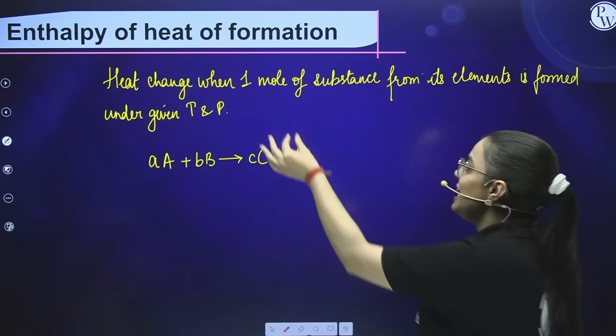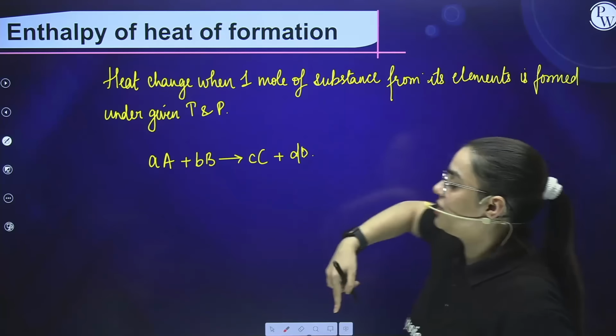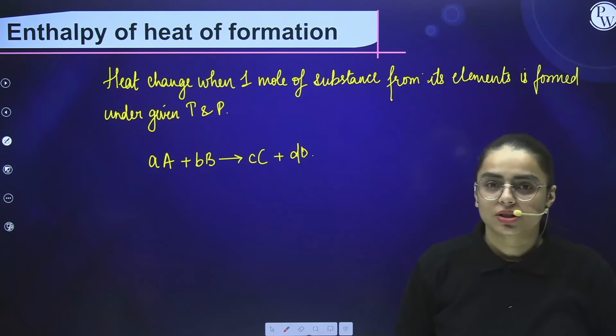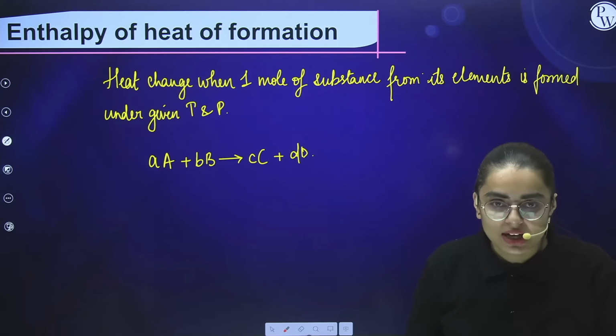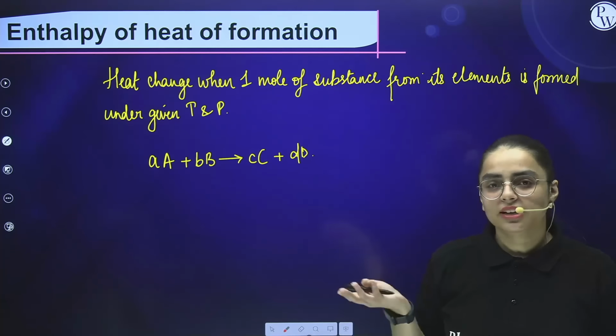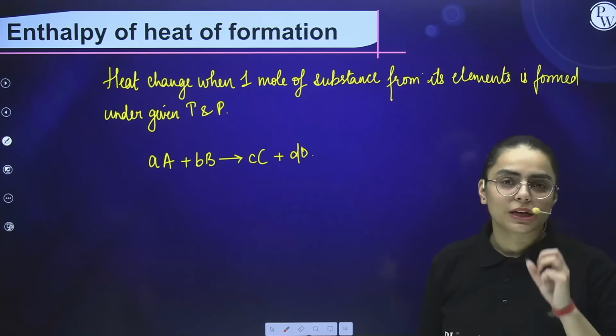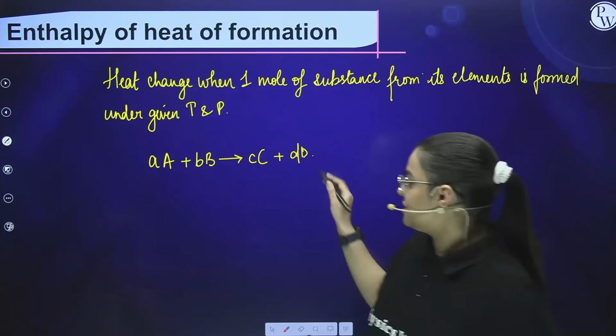So see, the heat change when 1 mole of a substance is formed from its elements under given temperature and pressure. Here we need to see the formation. In combustion, what did we do? In combustion, in the presence of oxygen, we did the heating. Now in the case of formation, we are forming something under temperature and pressure. So if I see, this is the general example.